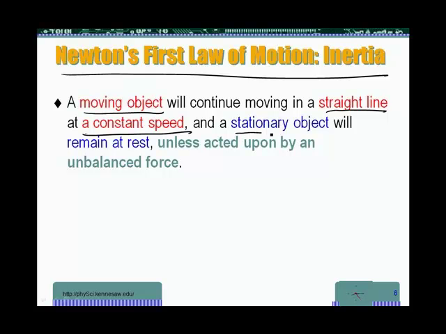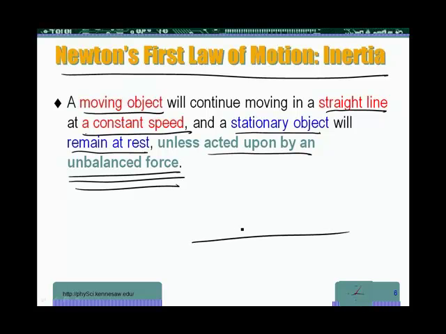And a stationary object, an object at rest, will remain stationary, will remain at rest. Now, either one of these, motion on a straight line at a constant speed or staying at rest, would change if we act on the object by an unbalanced force. The key here is an unbalanced force. If I have an object that is stationary and I act on it with two forces at the same time, if these two forces are balanced, it's going to remain stationary.